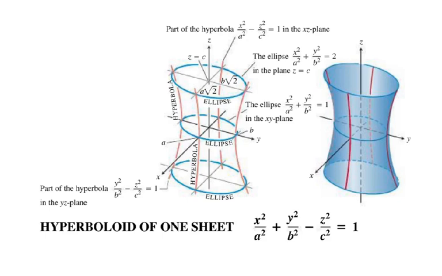So I'm going to conclude this video, and I'm going to do our last two quadric surfaces, hyperboloid of two sheets and a hyperbolic paraboloid, in the following video.